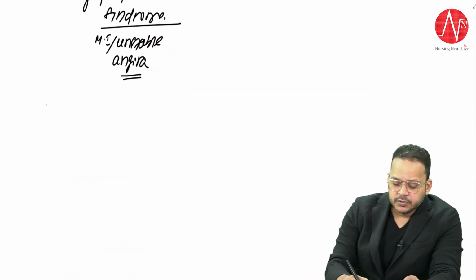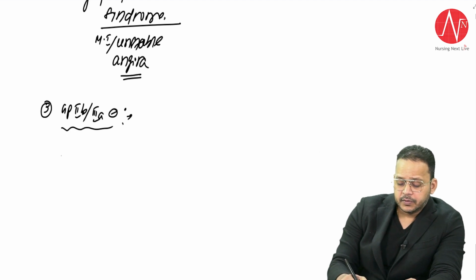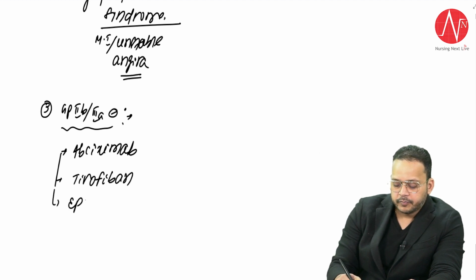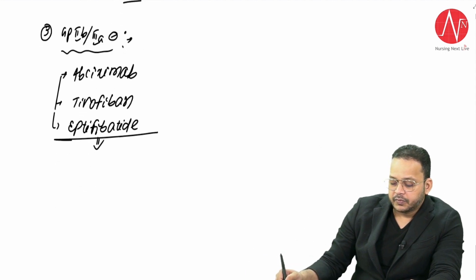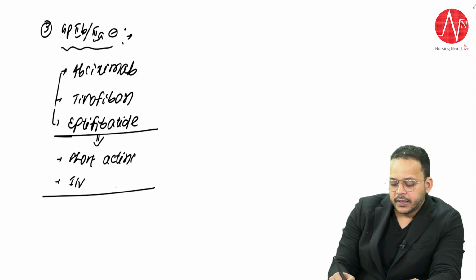Right, now guys, coming to the third class of drug, these are called glycoprotein 2B3A blockers. Here we have drugs like abciximab, tirofiban, and eptifibatide. These drugs are short-acting and given by intravenous route, right?